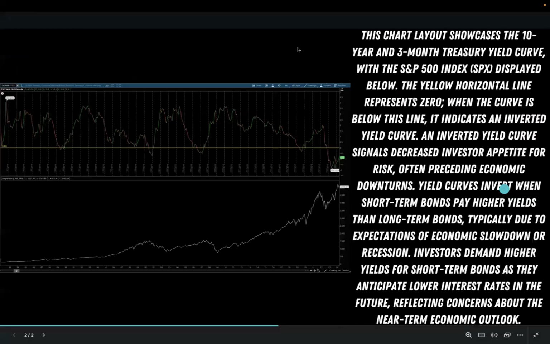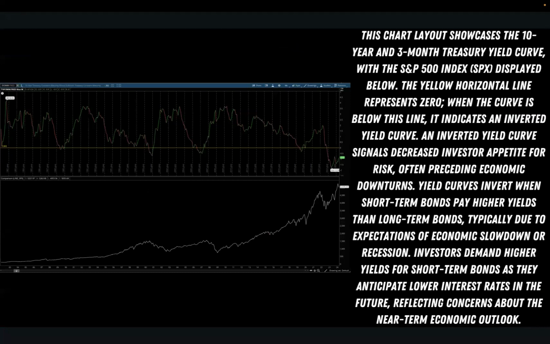So specifically, this chart is going to show you guys the 10-year and 3-month yield curve with the S&P 500 displayed below. The yellow horizontal line represents zero, okay? So remember, below zero, that indicates an inverted yield curve. And an inverted yield curve signals decreased investor appetite for risk, often preceding economic downturns. One of the main reasons you'll see an inverted yield curve a lot of times is because the bond market, bond investors, are essentially signaling that they don't want the risk, that they think there could be a recession in the future, right?